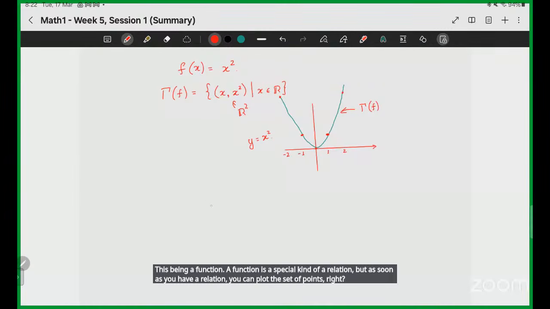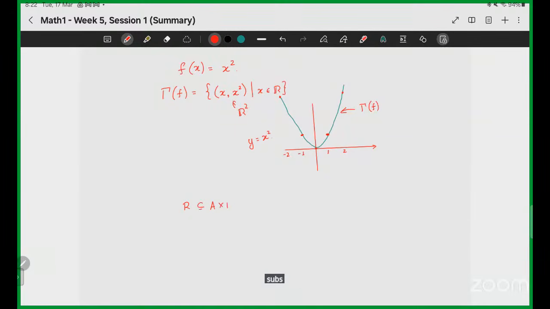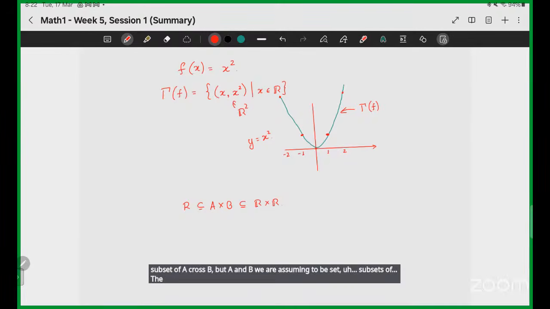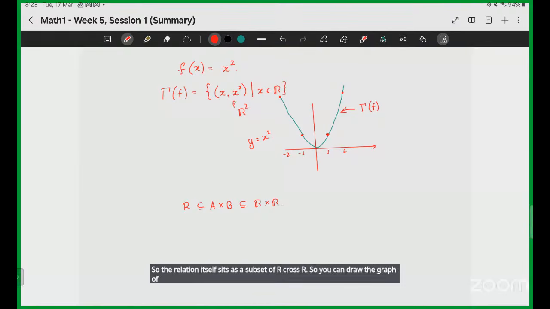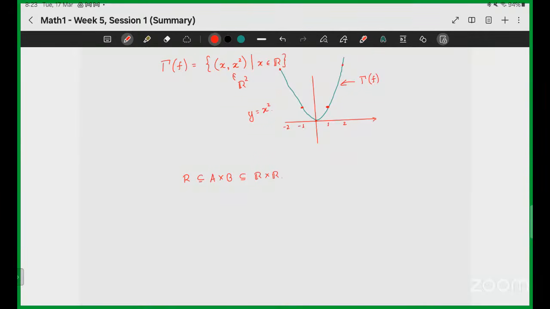So what is a relation? As we said earlier, it is a subset of A cross B, but A and B we are assuming to be subsets of the real line. So the relation itself sits as a subset of R cross R. So you can draw the graph of a relation. You don't really need a function.